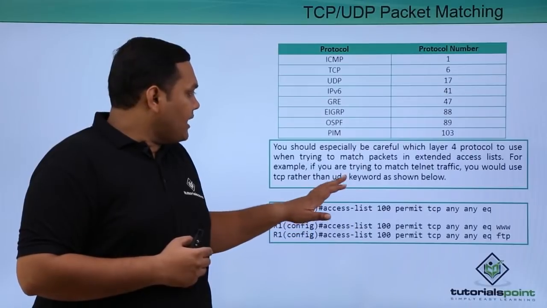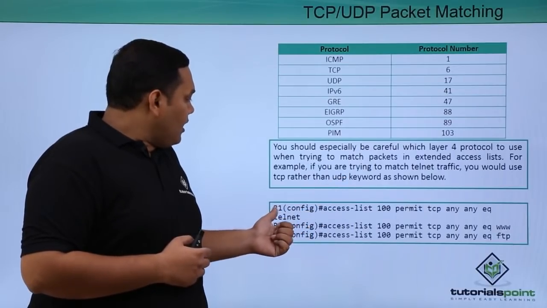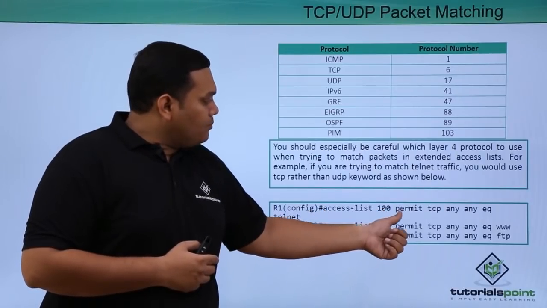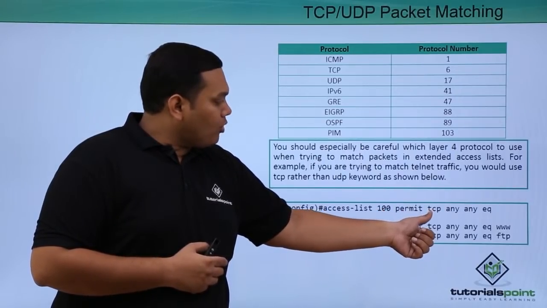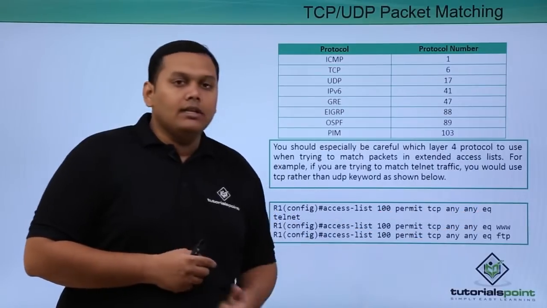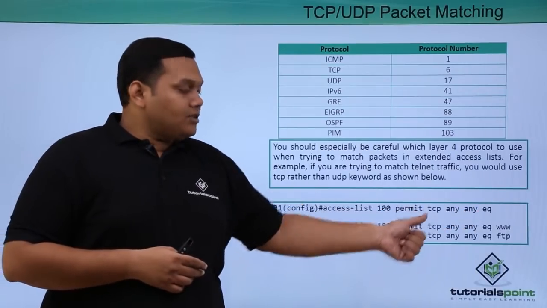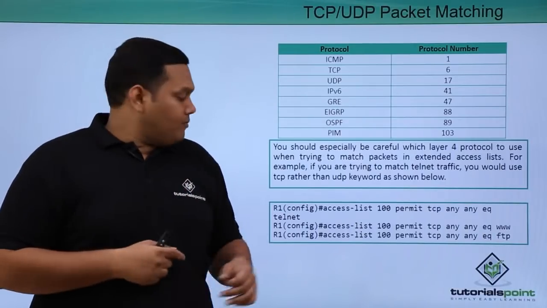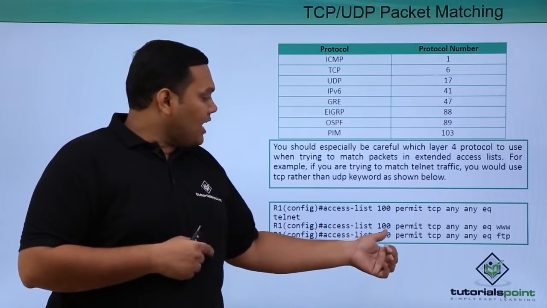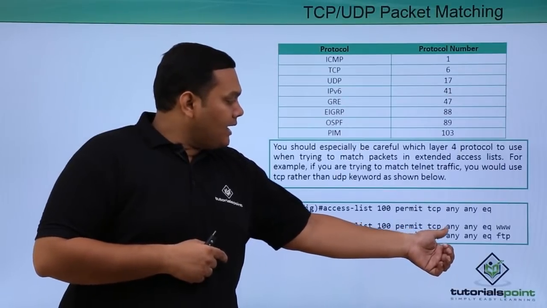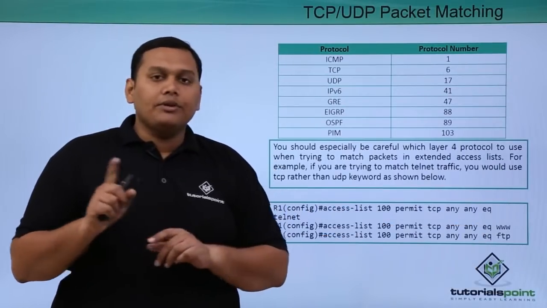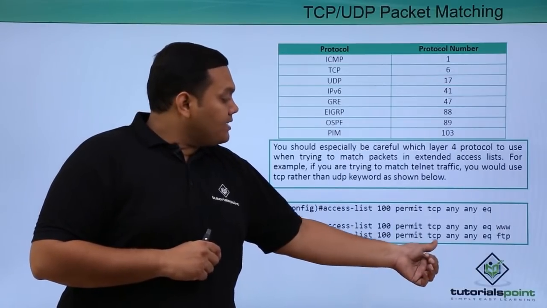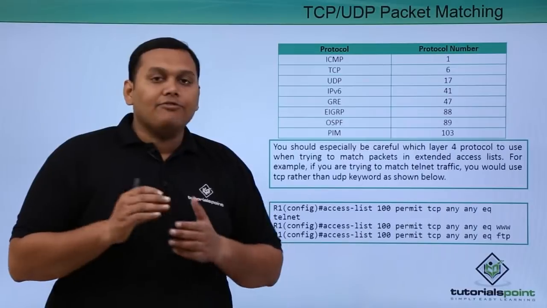Also, if you see an example here, on router 1 in configuration mode: access-list 100 permit tcp any eq. That means it accepts packets having TCP and matches on it. In the same way, access-list 100 permit tcp any eq www, and the same way access-list 100 permit tcp any eq ftp.